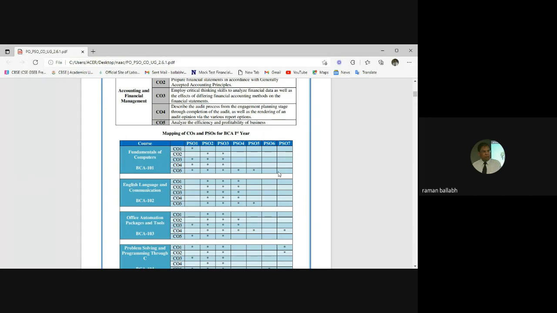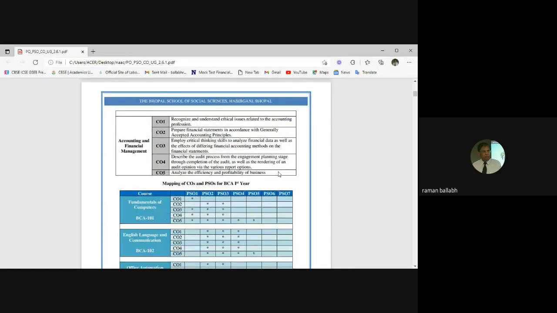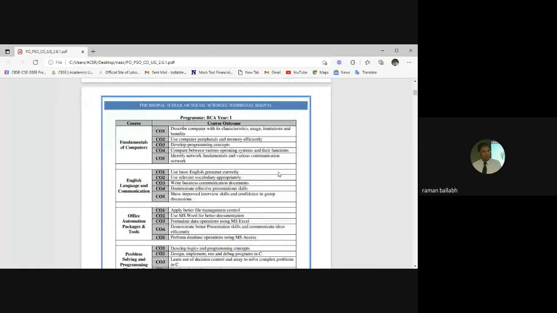Right? Correct. So in the first year, when the first subject, fundamental of computer, is being taught by the faculty in the classroom, there are 5 course outcomes, 1, 2, 3, 4, 5. So I'm again taking you to the 5 outcomes. The course outcome number 2, go to it. Yeah, course outcome number 3, develop programming concept. Right, sir?